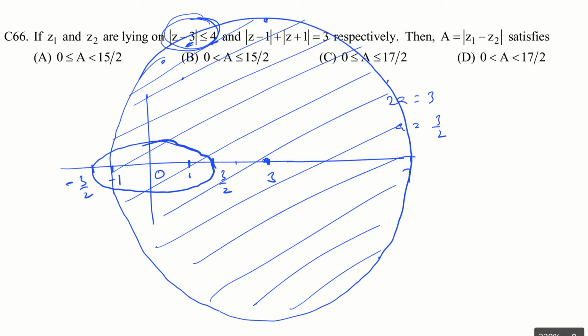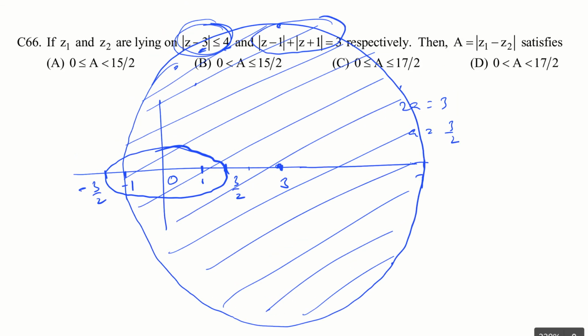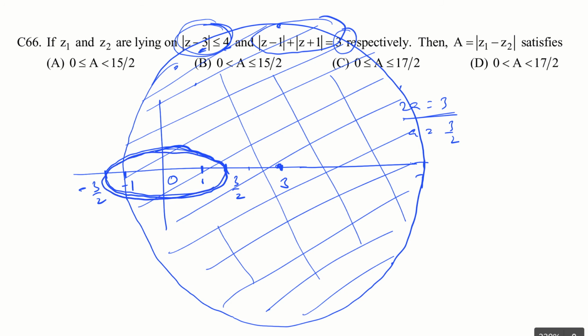And the second curve, we know that it represents the ellipse having foci at 1 and minus 1, and length of the major axis being 3. So 2a is equal to 3 there. So a is equal to 3 by 2, and so I have drawn the ellipse like that. So now your Z1 comes from the circular disc over here, it comes from the disc, and Z2 lies on the ellipse. It lies only on the ellipse.